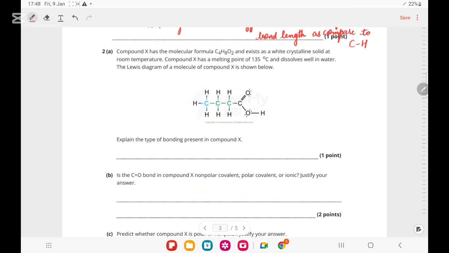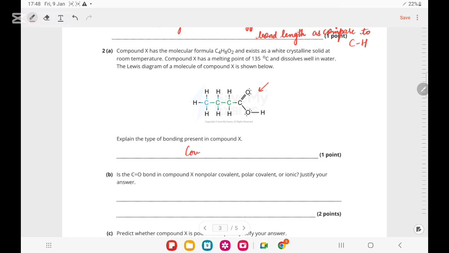Then they are saying, explain the type of bonding present in compound X. So this is compound X, and as you can see, all of them are non-metals. The bonding that is present between non-metals is going to be covalent. So covalent bonding, because all the atoms are non-metals.